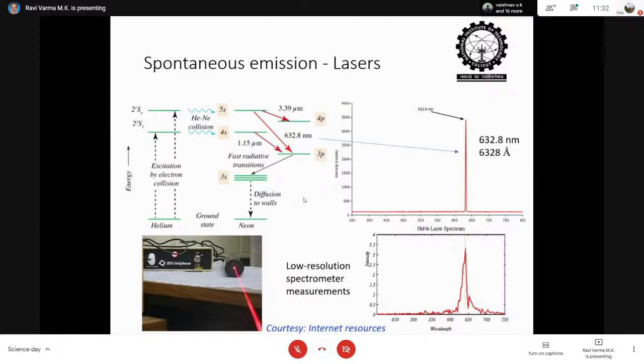So you can see that it is one specific transition between two levels. So obviously it can have only one single wavelength of emission. So that's very, very crucial and very useful. And you can see the spectrum of the light on the right side, at the top, you see a very sharp line.